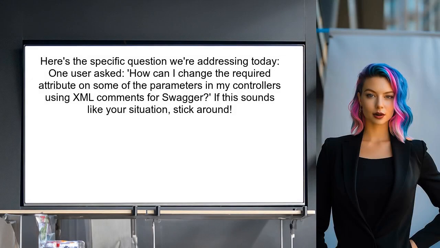Here's the specific question we're addressing today. One user asked, how can I change the required attribute on some of the parameters in my controllers using XML comments for Swagger? If this sounds like your situation, stick around as we explore the solution together.